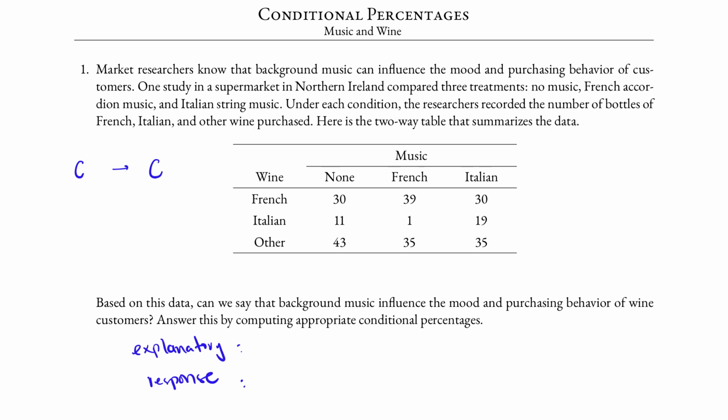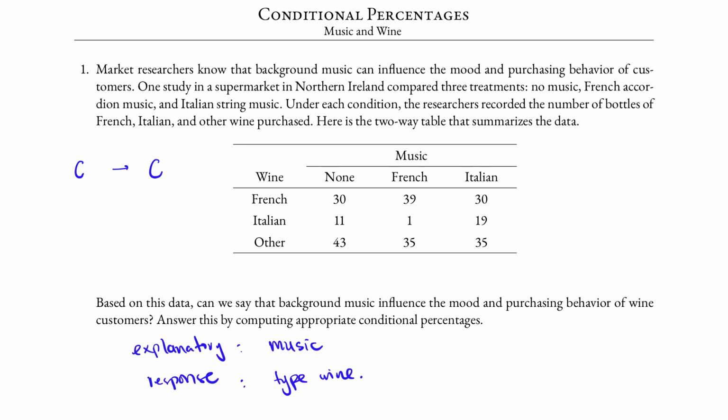Since the researchers want to determine how many bottles of wine customers purchased based on the background music, the background music is used as an input. We have the explanatory variable being the background music, and therefore the response variable is the type of wine. And so the row type classification in this case is again C to C. To examine the C to C row type classification, we would construct a two-way table supplemented by the bar graph if necessary.